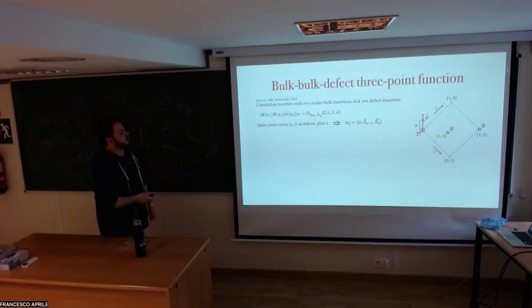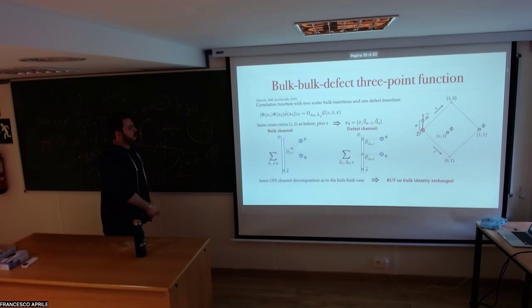But now we have an additional conformal cross ratio, which we call S, and we can interpret this additional cross ratio as the distance between the defect insertion and the transverse plane where the other two bulk operators lie. And once again, we can apply to this reduced correlator the bulk OPE and the defect OPE, obtaining two different OPE channel decompositions, but they act basically in the same way as before for the bulk two-point function, because this external defect operator is just a spectator from the point of view of the OPE.